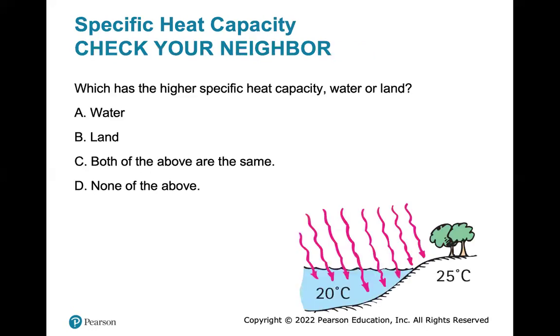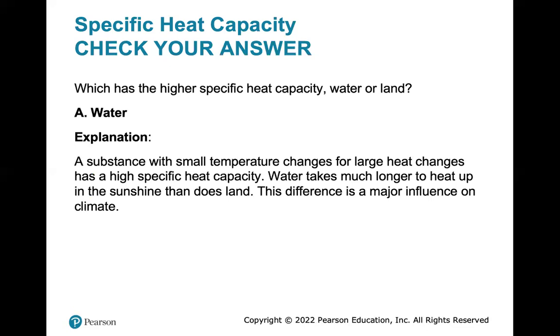Okay. Which has the higher specific heat capacity, water or land? Well, I just told you earlier that water has a specific heat of over 4,000 joules per kilogram per degree C. So the water is going to have the higher specific heat capacity. A substance with small temperature changes for large heat changes has high specific heat capacity. Water takes much longer to heat up in the sunshine than does land. This difference is a major influence on climate.